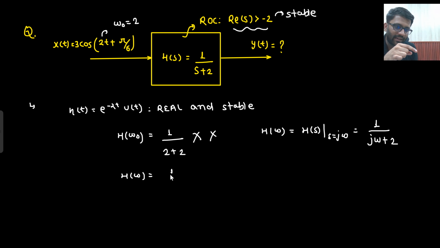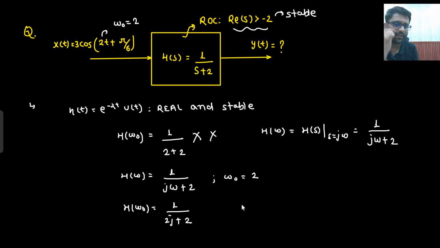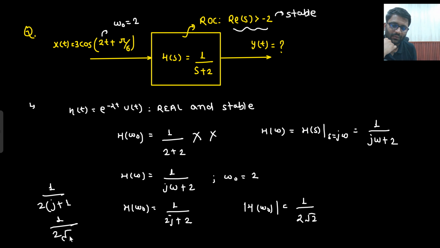So my h of omega is 1 upon j omega plus 2, and here the value of omega naught is 2. So what will be my h of omega naught? That would be 1 upon 2j plus 2. And why am I finding out all these things? Because one thing I would be needing is the magnitude, which will be 1 by 2 root 2. You know how to find the magnitude? The magnitude is 1 upon 2 root 2.